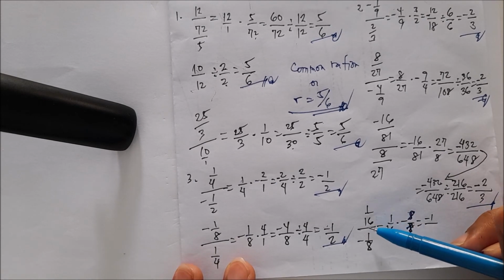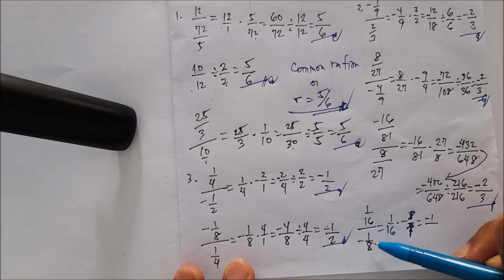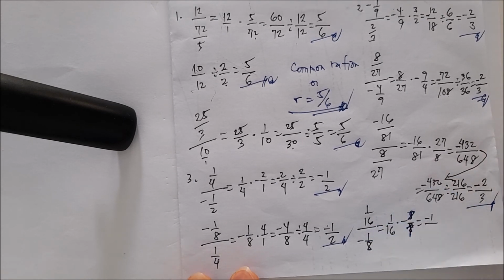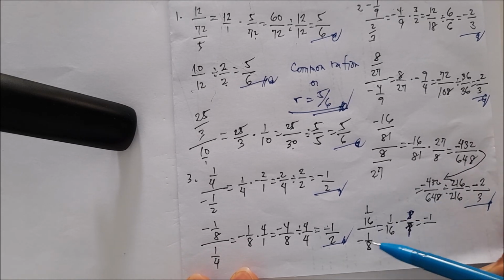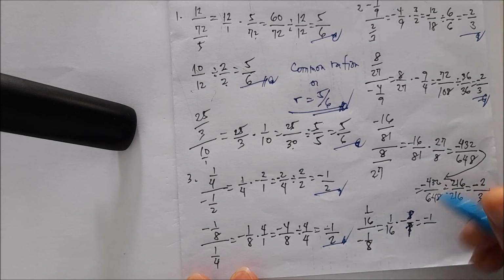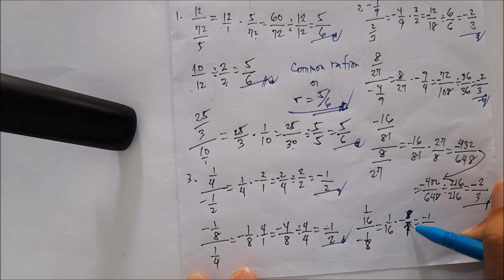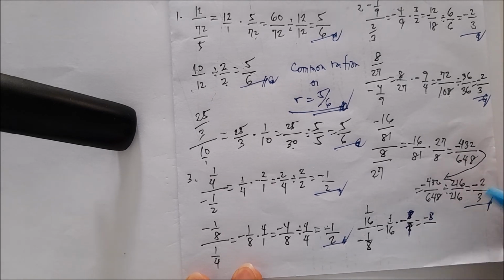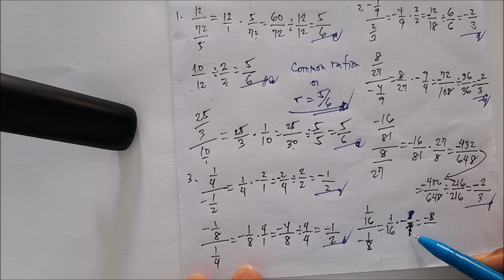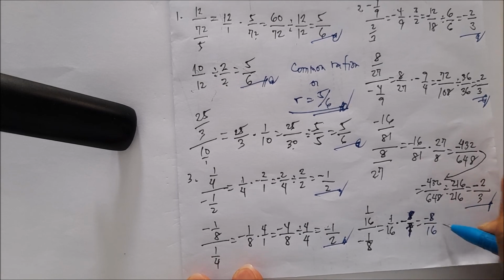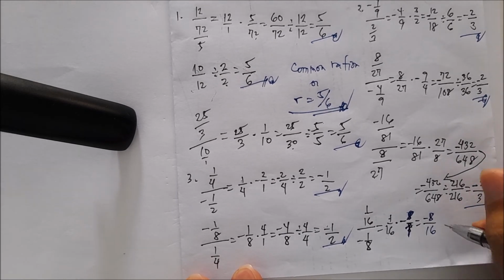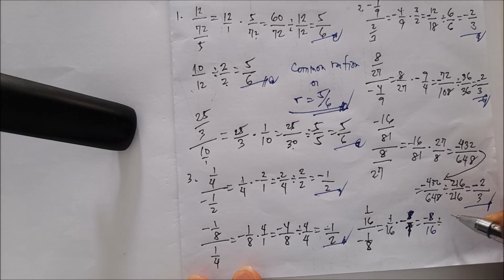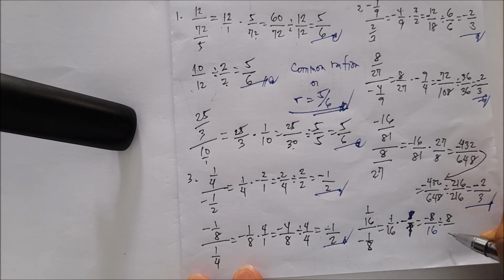To divide 1/16 divided by negative 1/8. 1/16 times the reciprocal of negative 1/8, which is 8. 1 times negative 8 is equal to negative 8. And 16 times 1 equals 16. So you can simplify, yes, by dividing both sides by 8.